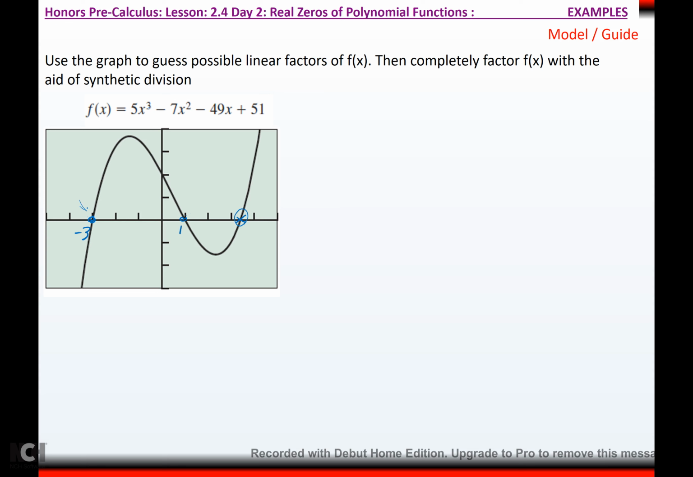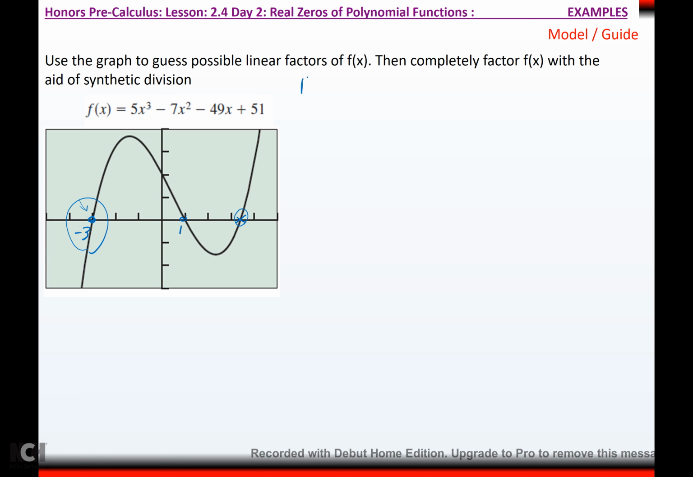If I divide by this guy, that'll drop him to a second degree. And then I could use quadratic techniques to find the other two, except I already know one of the other twos. I could actually just divide the second degree by that, and that would drop it to a first degree, which would tell me what this is. So let's do that.